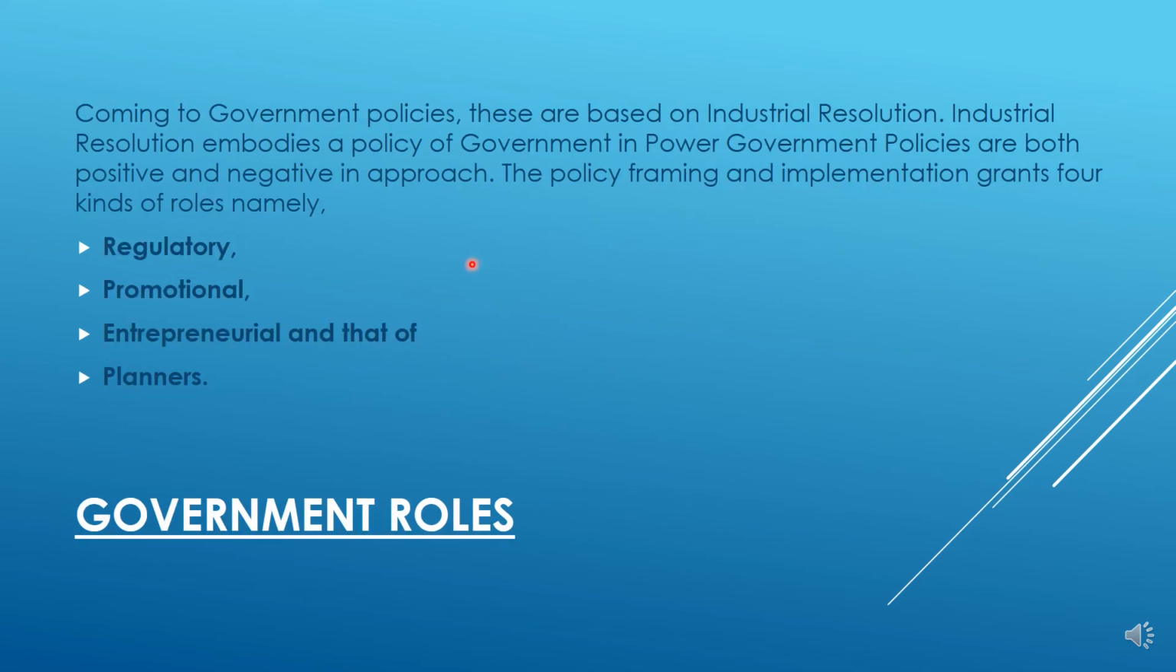There are four types of government roles we can talk about. These are based on the Industrial Resolution. The resolution embodies a policy of government, and government policies are both positive and negative in approach. The policy framing and implementation grants four kinds of roles, namely regulatory, promotional, entrepreneurial, and planner.